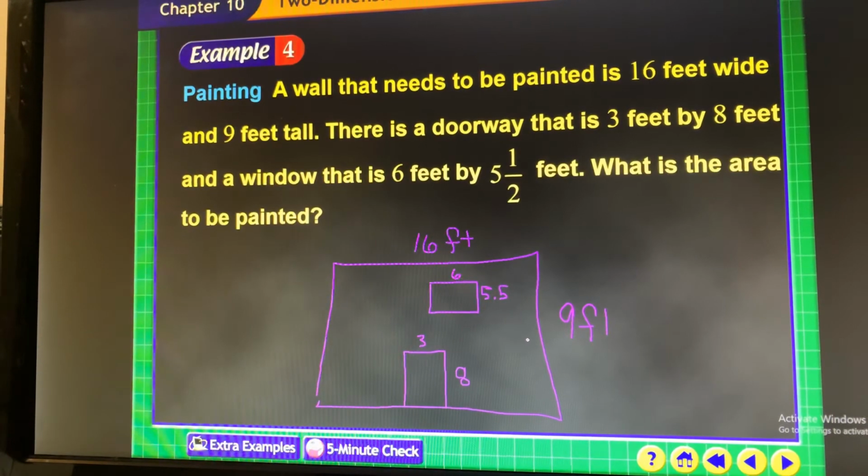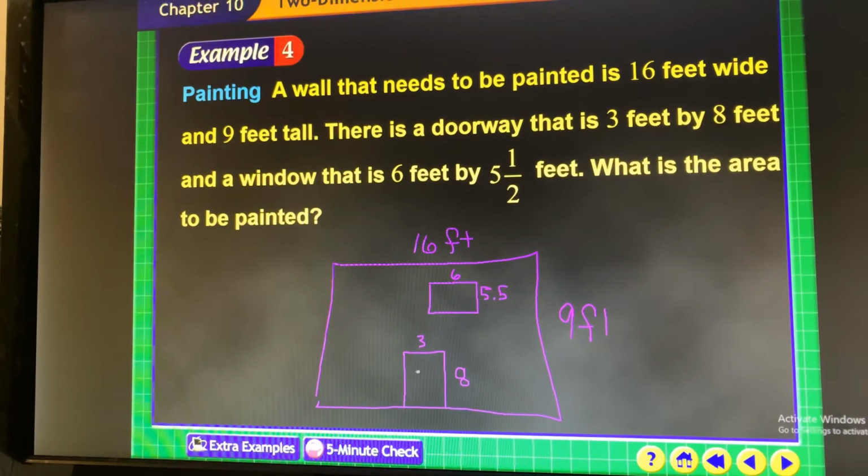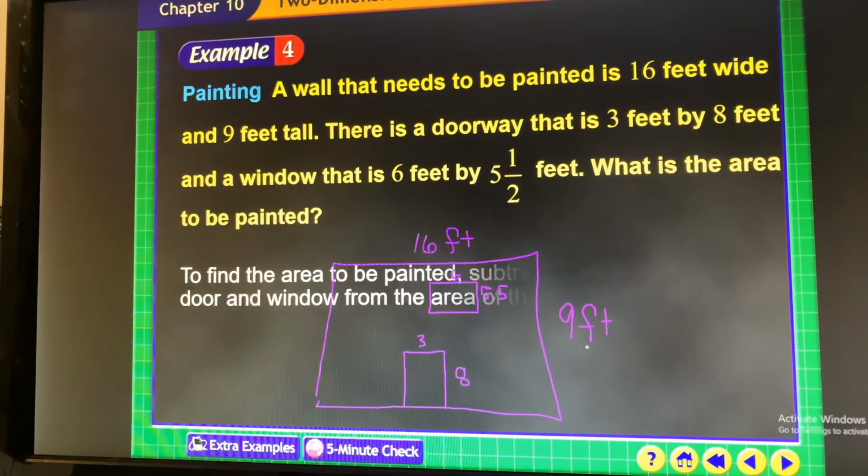Well, I'm pretty sure we're not going to paint the door and the window. So I want you to think about it. If I only want to paint the wall, not the door and the window, what are you going to do to figure out this problem? Right. You're going to find the area of the door, and you're going to find the area of the window, and you're going to find the area of the entire wall. And you're going to subtract the door and the window away from the area of the total wall.